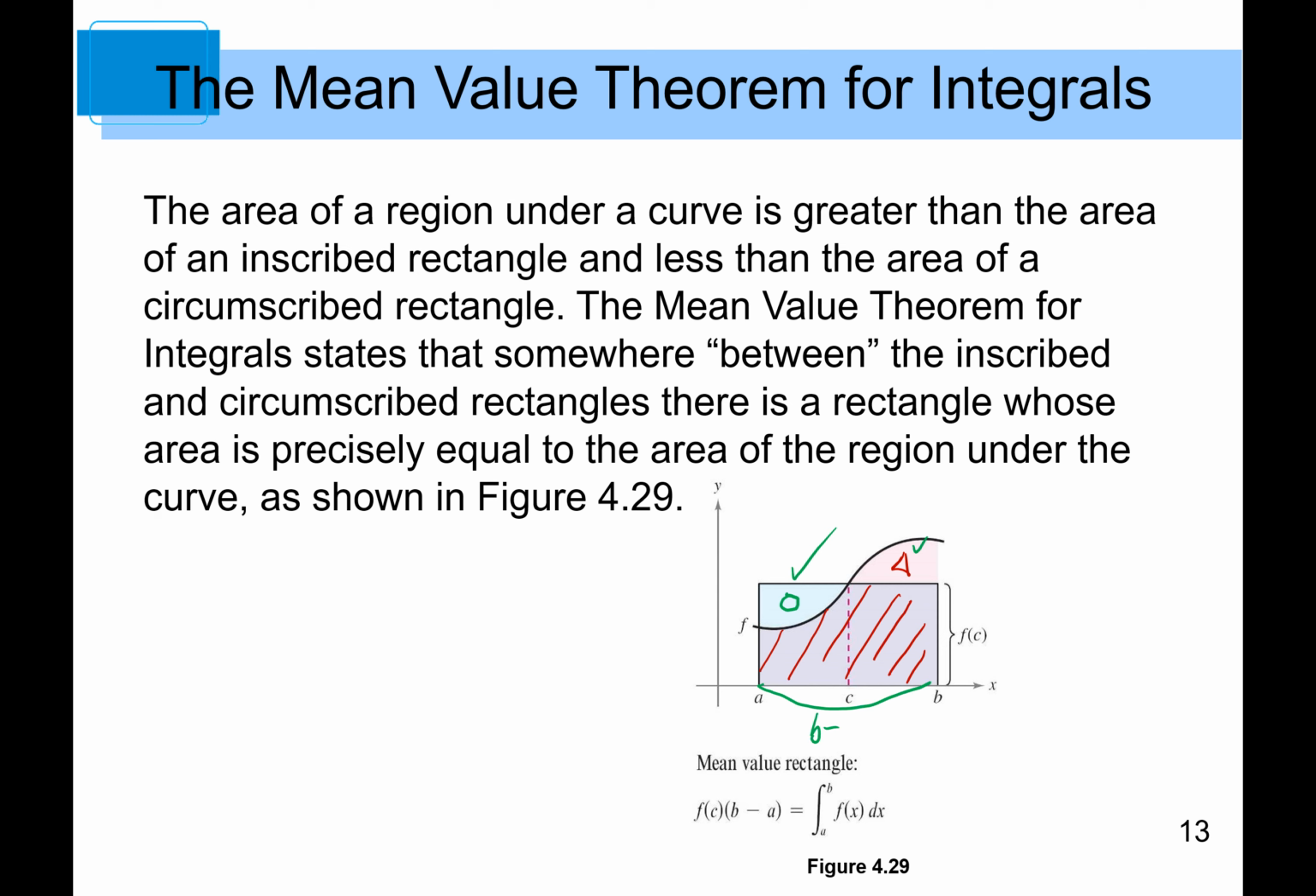The base is b minus a. The height is f of c. So the area is going to be equal to f of c times b minus a, which is equal to the area under the curve using the fundamental theorem of calculus. Okay, so that's how you use the mean value theorem of integrals to find the area under the curve using a rectangle.